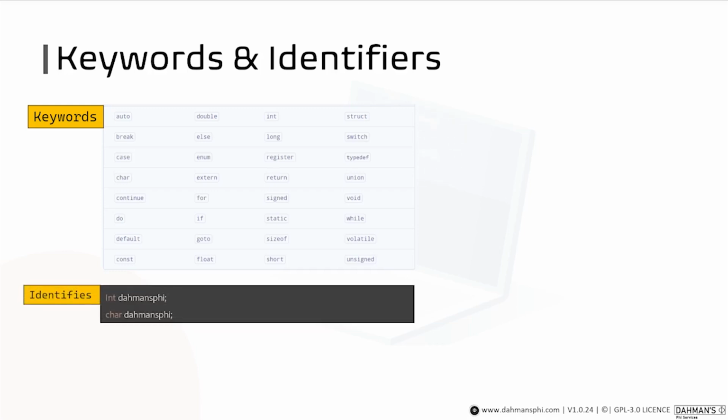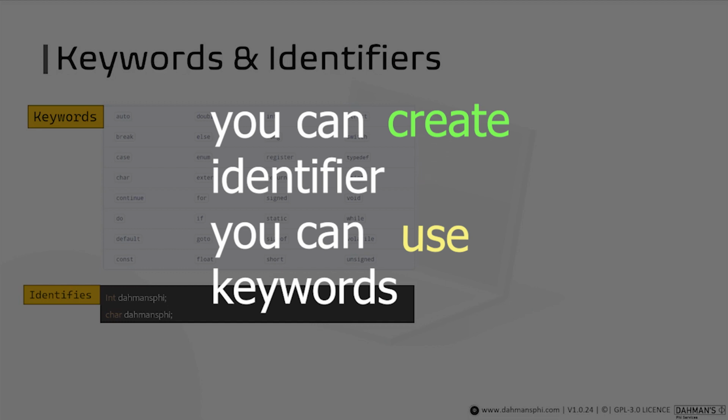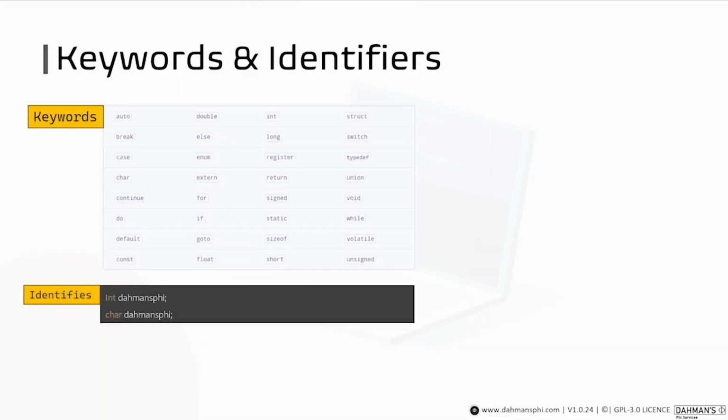Well, basically, an identifier is a specific name you dedicate to something, to recall it whenever you want. For example, here I would choose the word DAHMAN'S Phi. This is called an identifier. I would assign it to have a value of integer, character, or any data type, which we're going to check in a while. To this end, identifiers are your choice, but keywords are reserved words by C programming language.